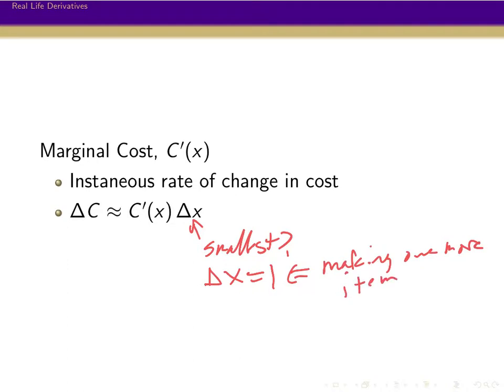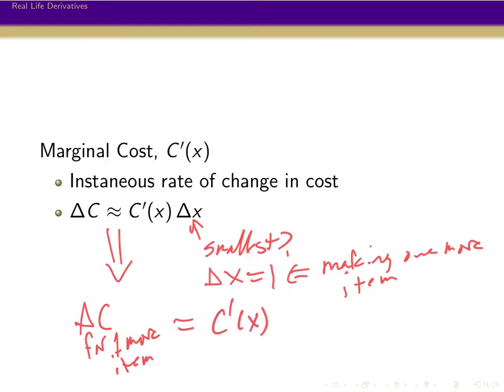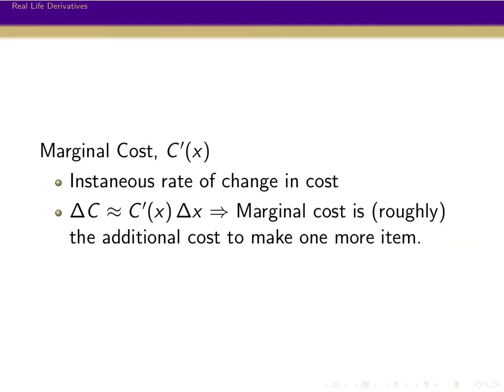Well, if we set delta X equal to 1, what does this equation become? Well, it's just that the change in cost for one more item is about equal to that derivative there. Right? And that really is the best way to think about marginal cost. So marginal cost is roughly the additional cost to make one more item. So that one more item is, we're really thinking about there, setting delta X equal to 1.